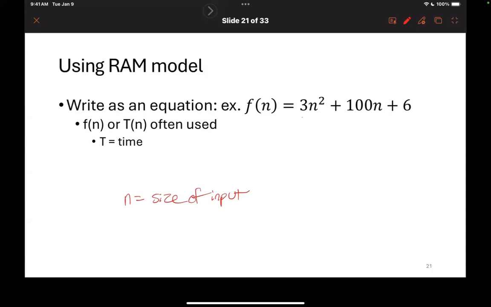So for example, if I have a nested for loop and I have 3 sets of nested for loops, that would give me 3n squared. And then if I have 100 single for loops, that's 100n. And then maybe I have 6 other things. I write those all into an equation, and I get f of n is equal to 3n squared plus 100n plus 6. F of n or t of n, where t is time, are frequently used. The name of the function doesn't matter. The content of the function matters.